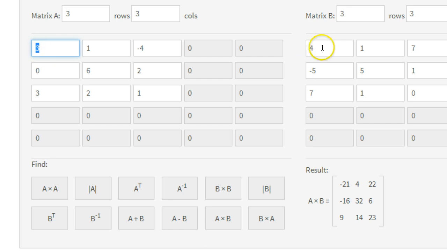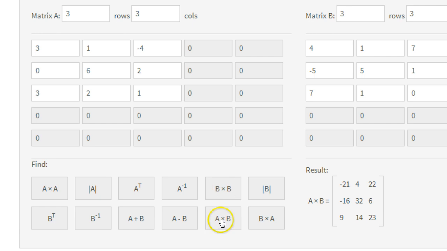So 3 times 4 is 12, plus 1 times -5, which would be -5, so 12 plus -5 is 7, and then -4 times 7 is -28, and 7 minus 28 is going to be -21, so that's how they got -21 there. Okay, and that's just for that one spot, so that's the fun part of it. And then you would just multiply down and get it all across, and that's how you do matrix multiplication.